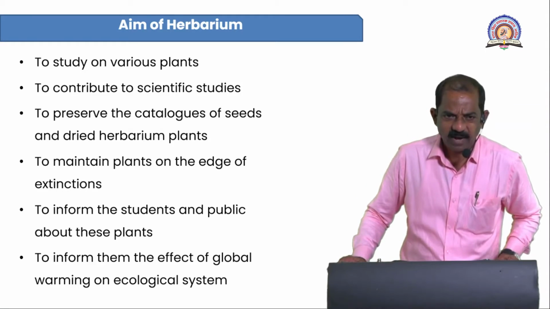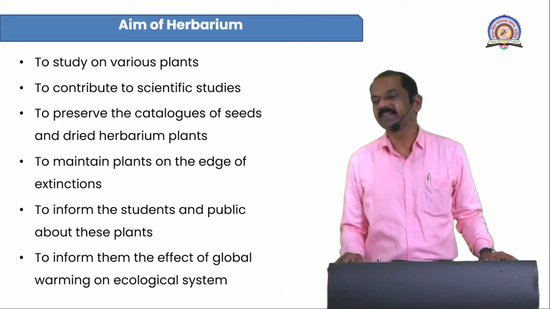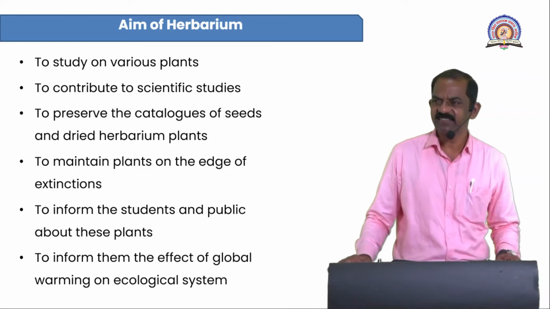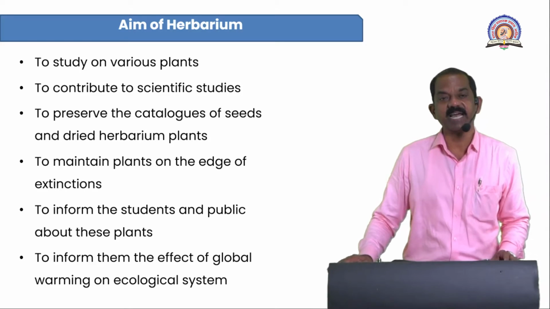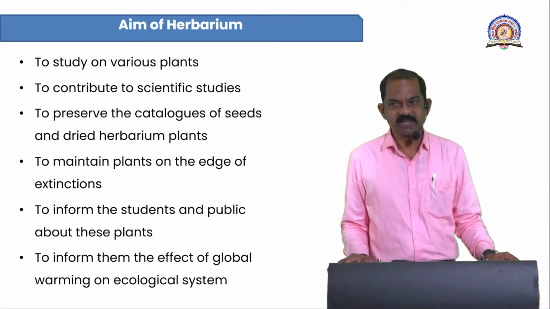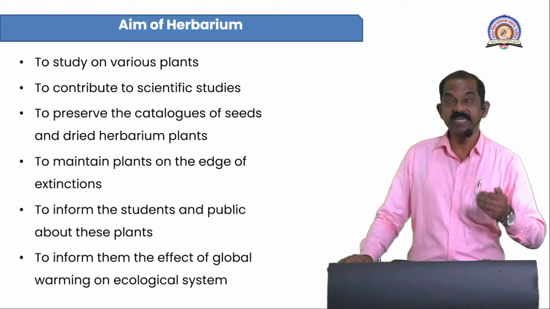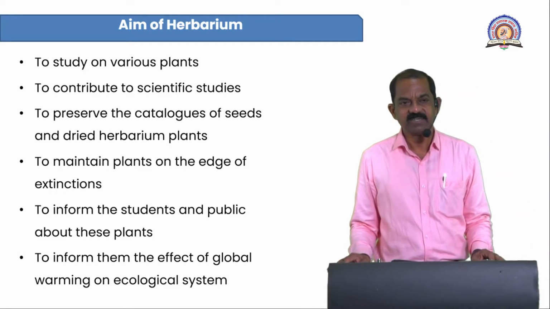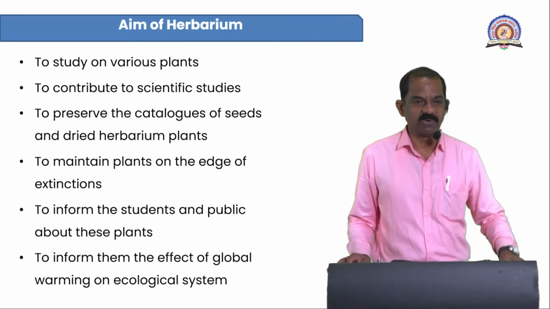To maintain plants on the edge of extinction. Due to pollution and pollutant formation on earth, in the environment, the majority of the plants become extinct, and such extinct plants we maintain with the help of the herbarium. We preserve it, we conserve it very carefully.